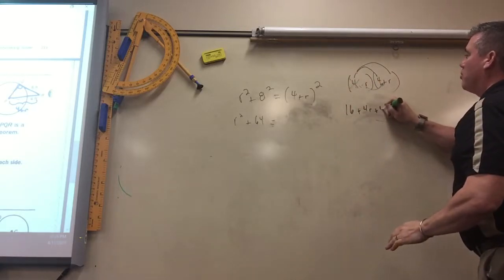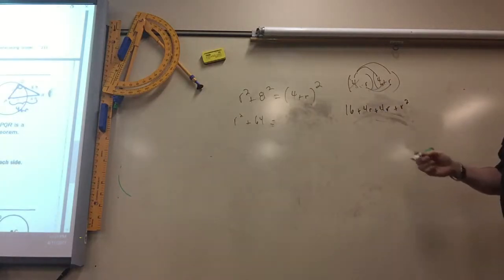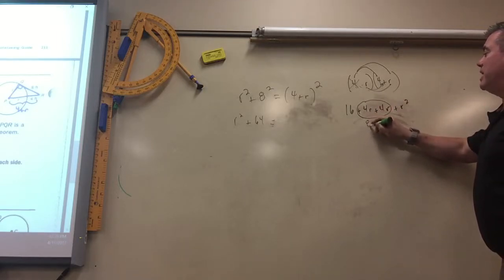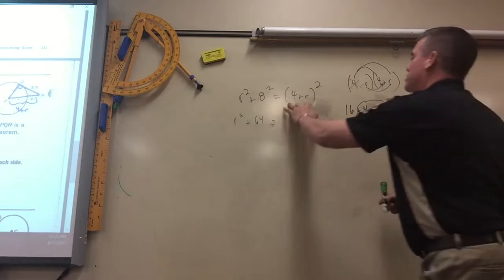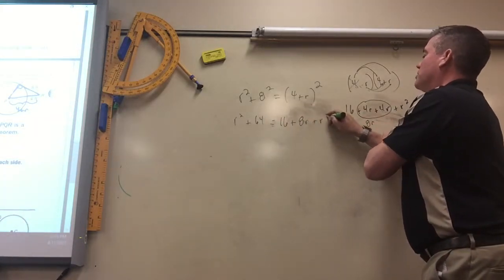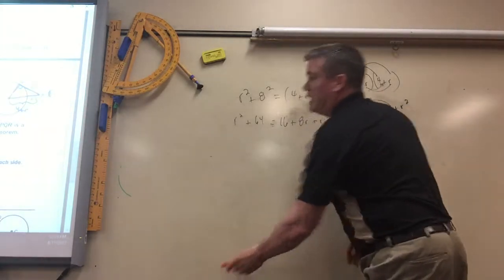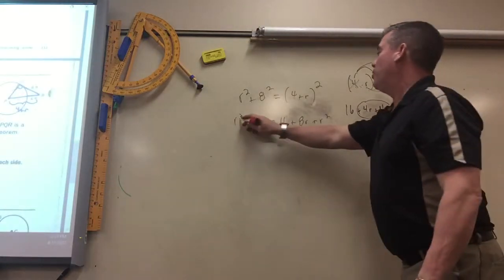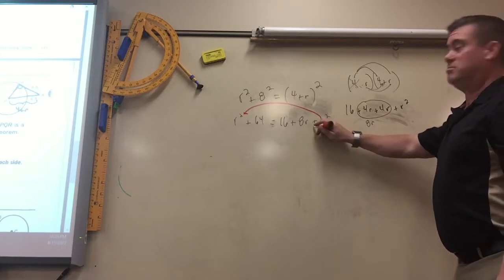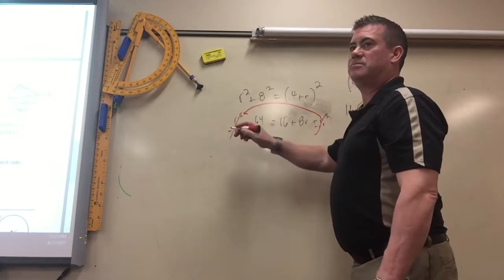R times 4 is 4r. R times r is r squared. Now these are like terms, right? That's 8r. So this turns into 16 plus 8r plus r squared. So you want to get like terms together. R squared, r squared. If I move this one over here, what do you do to get rid of it? Subtract, and they cancel. So 64.